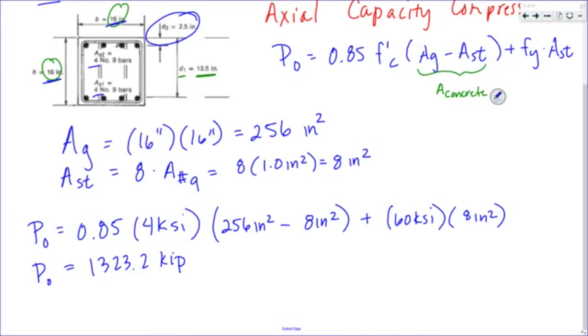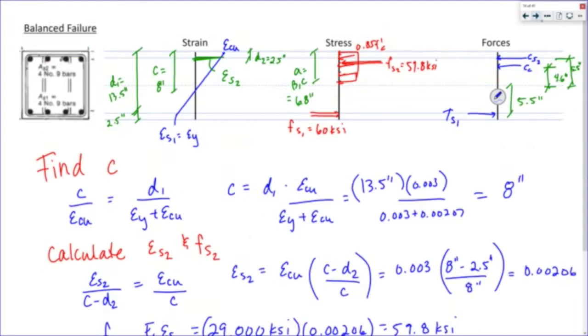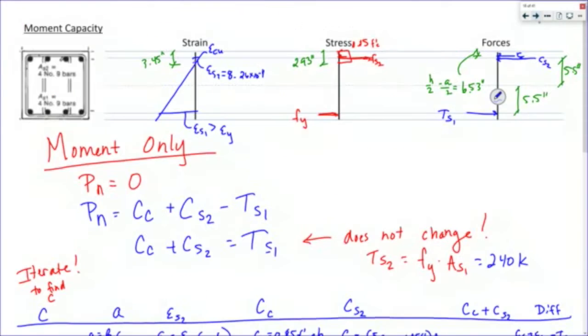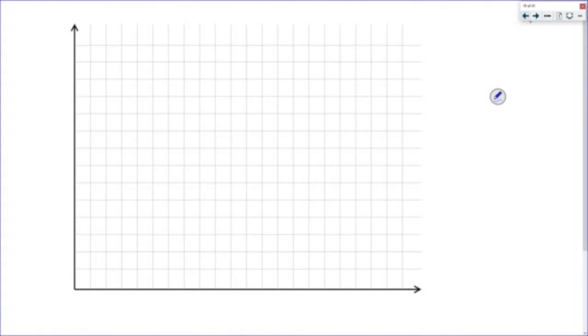So we're gonna plot that, 1323.2. This is going to be my moment in kip feet, and this is going to be my axial load in kips.